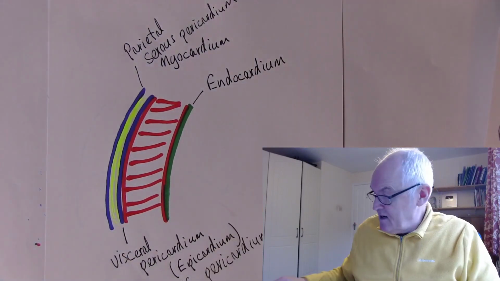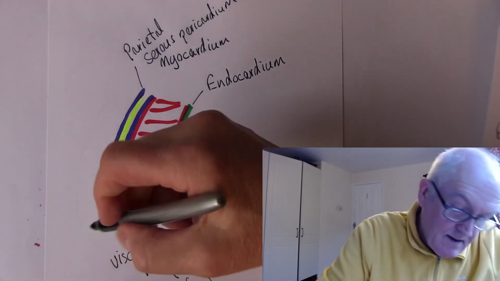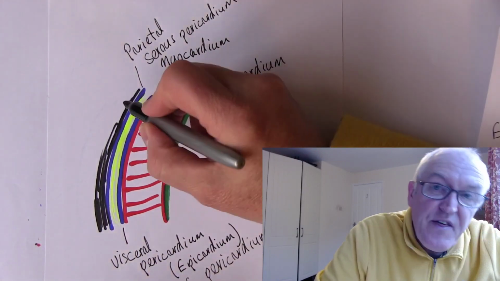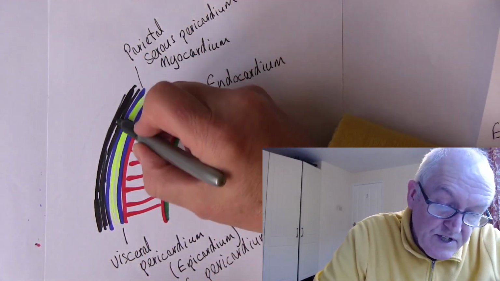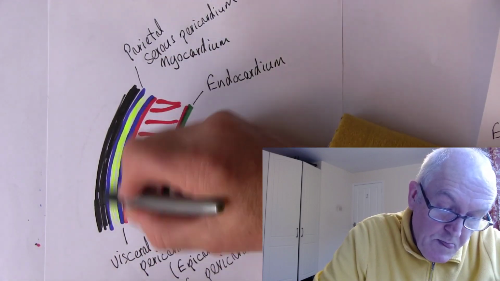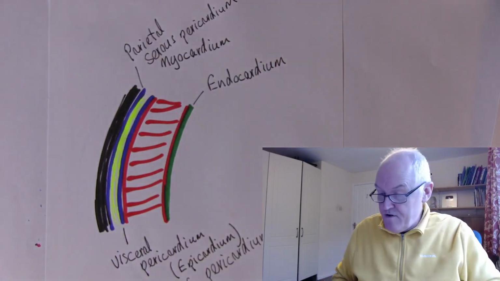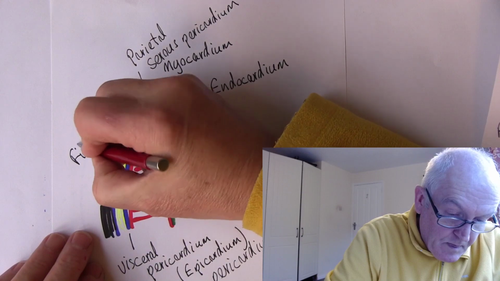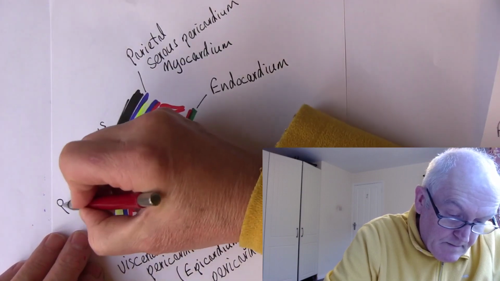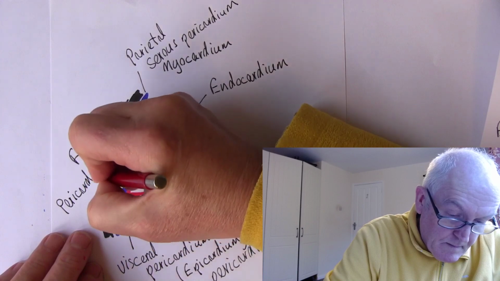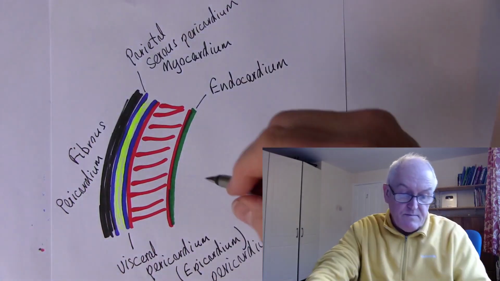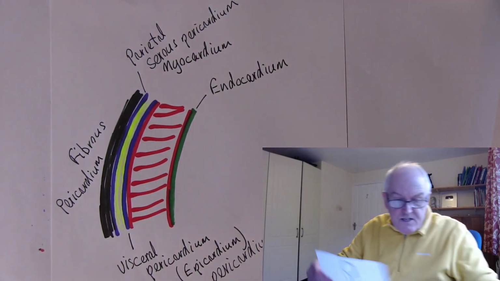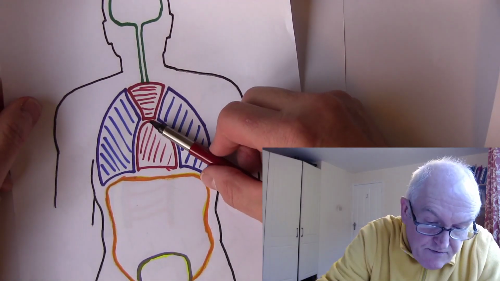But on the outside, we have a nice thick layer here of pericardium. This is thick, tough, fibrous tissue to protect the heart and also to stop the heart from overinflating. So that's the fibrous pericardium, this bit here. The fibrous pericardium, this tough bit here. So when we're looking at the heart with a diagram like this one, for example, what we're really looking at here is the fibrous outer pericardium.